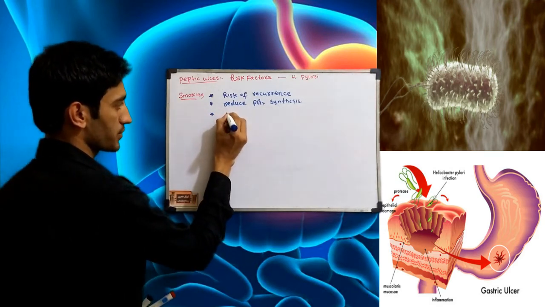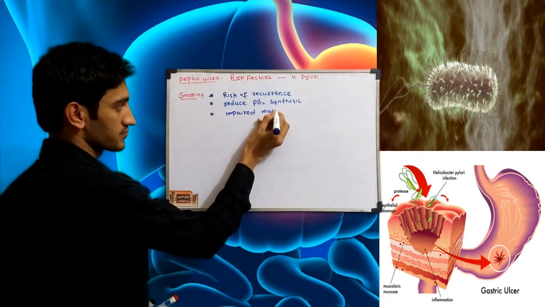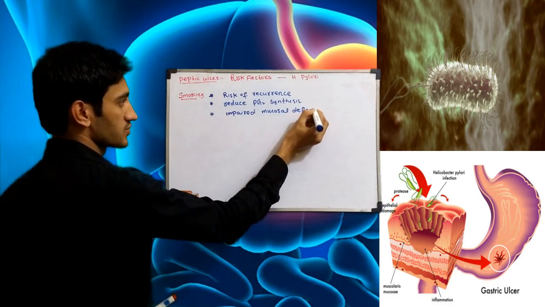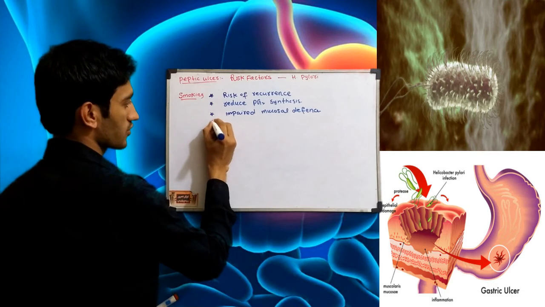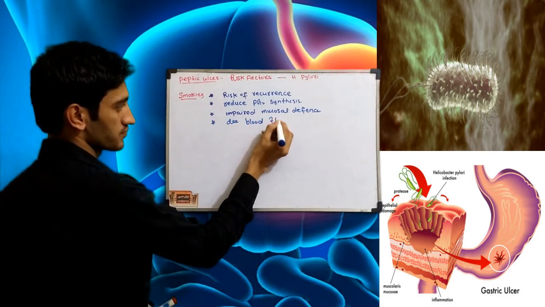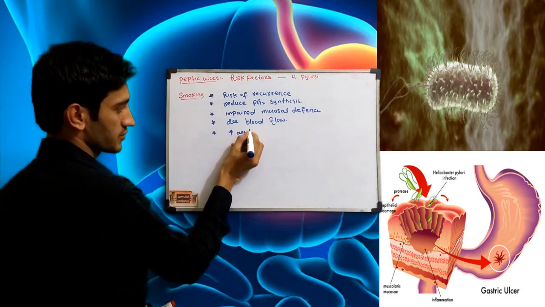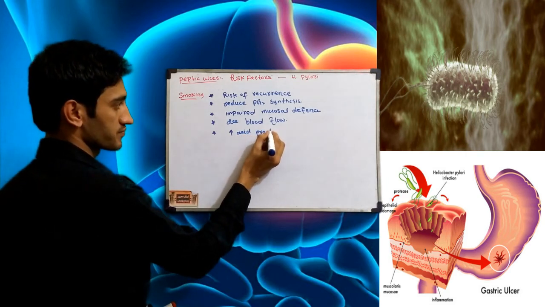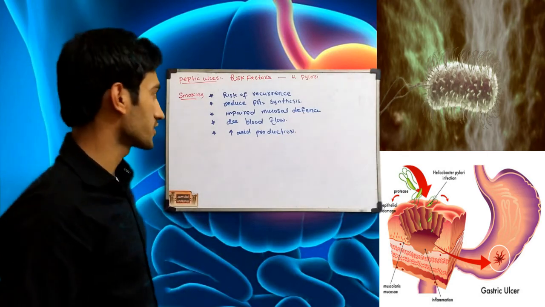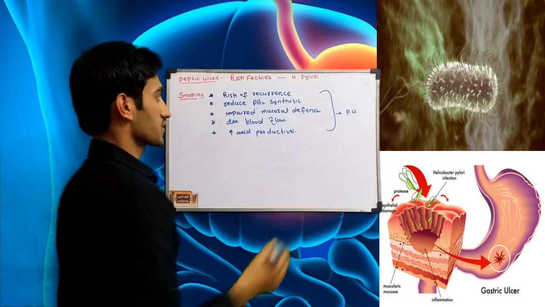It causes the impaired mucosal defense. It will decrease the blood flow, and it may increase the acid production. So all by these mechanisms, ultimately they will lead to peptic ulcer.